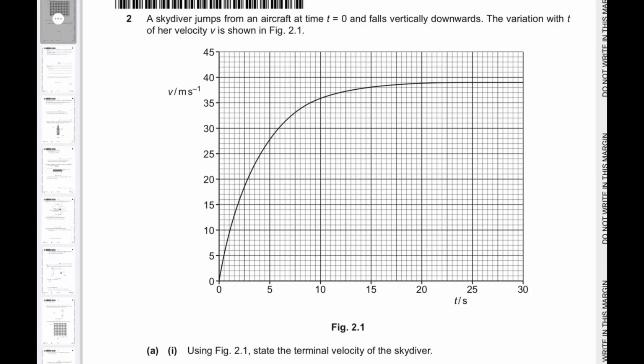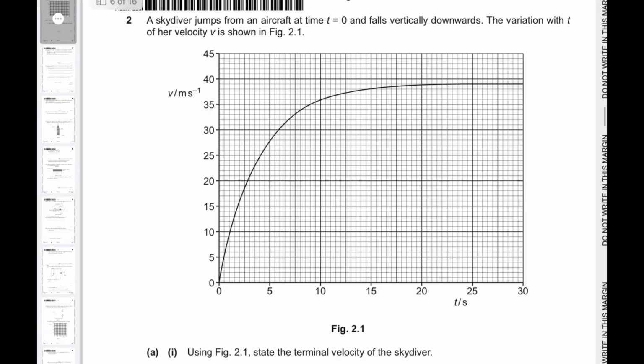Question 2. A skydiver jumps from an aircraft at time 0 and then falls vertically downwards. The variation with t of her velocity is shown in figure 2.1. Because this skydiver is jumping through the sky and air resistance is not negligible, here you will need to use your knowledge of free fall under the force of gravity.